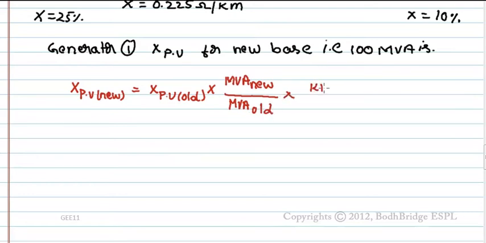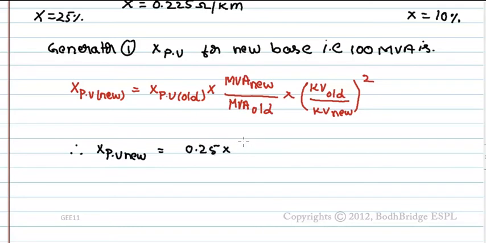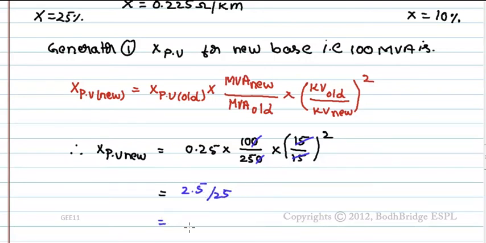into kV old by kV new whole square. Therefore, X per unit new equals 0.25 into 100 by 250 into 15 by 15 whole square. This equals 2.5 by 25, which is equal to 0.1.